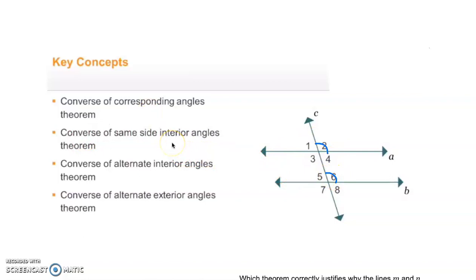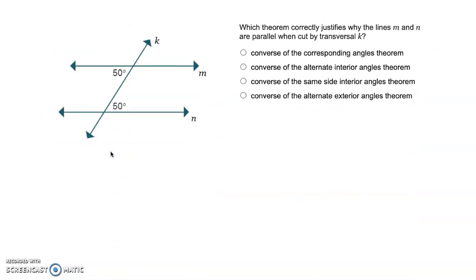The same side says if we have two angles that are on the same side that are supplementary, then the lines are parallel. Converse of alternate interior says if we have two angles on alternate sides, like 3 and 6, that are congruent, then the lines are parallel. And the exterior angles: if we have exterior angles that are congruent, then those lines A and B are parallel. So pause the video and write that down in your notes. Make sure you understand what that means.